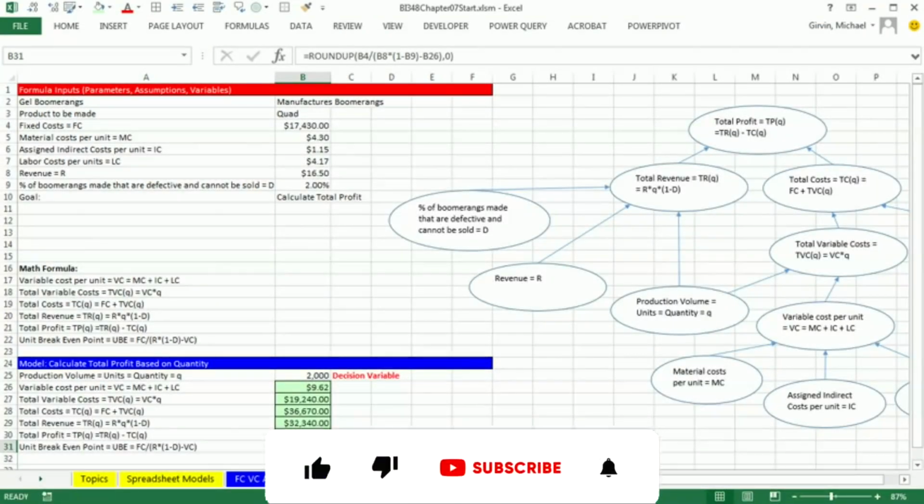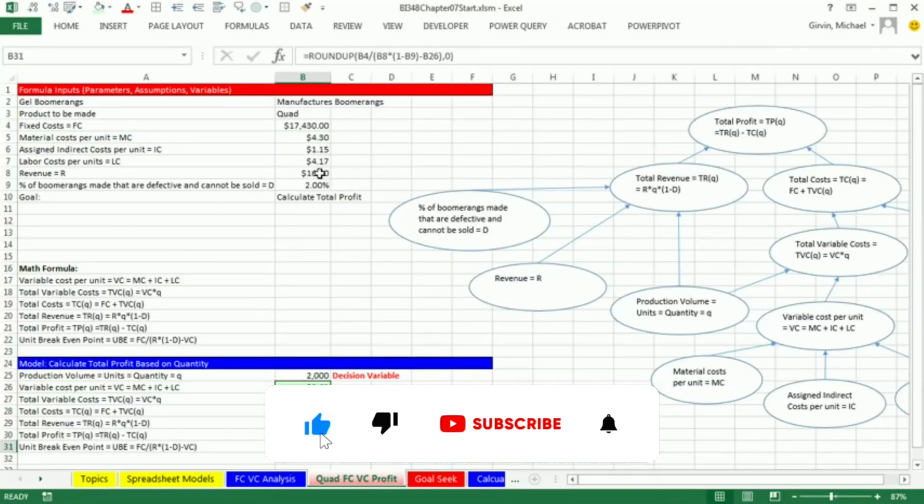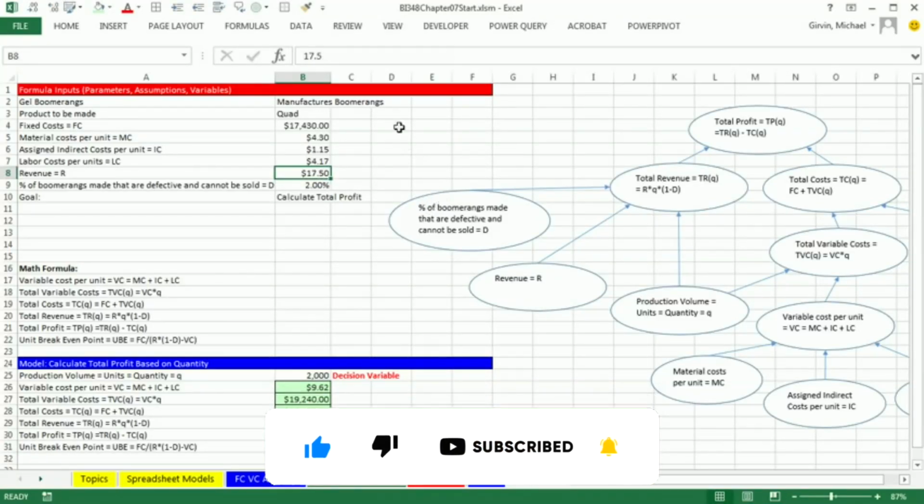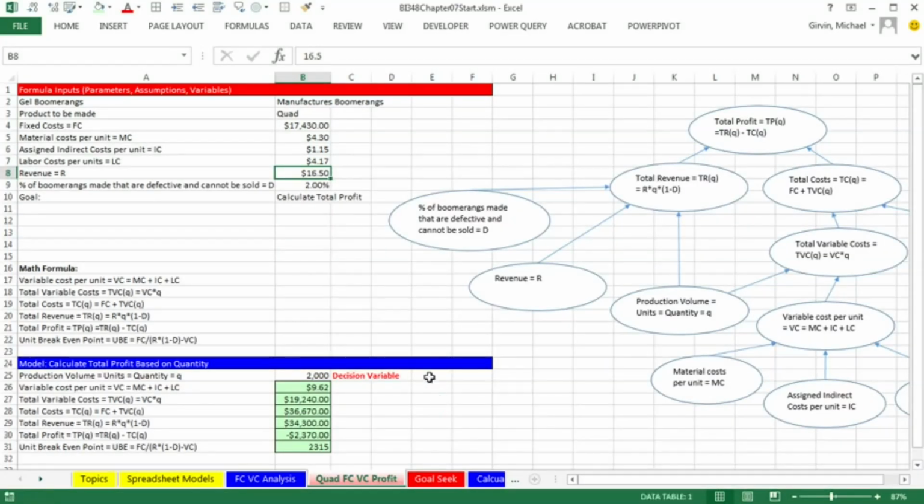2662 is our break-even in units. And this is a dynamic formula. If we change any of our inputs, everything updates. Control Z, because I'm going to leave that 1650.